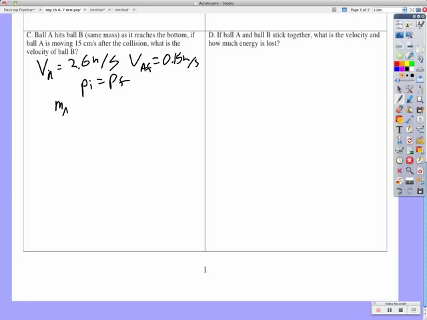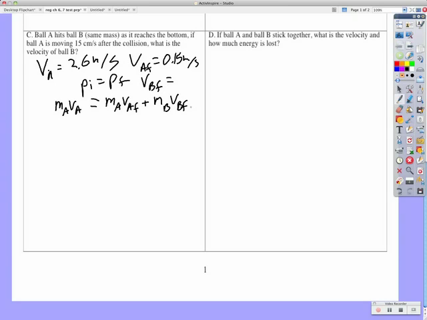Okay. What's moving after the collision? Ball A, because I've given you a VA final. And remember, we're supposed to find VB final. So it's ball B as well. Okay, so solve for VBF. That's it.